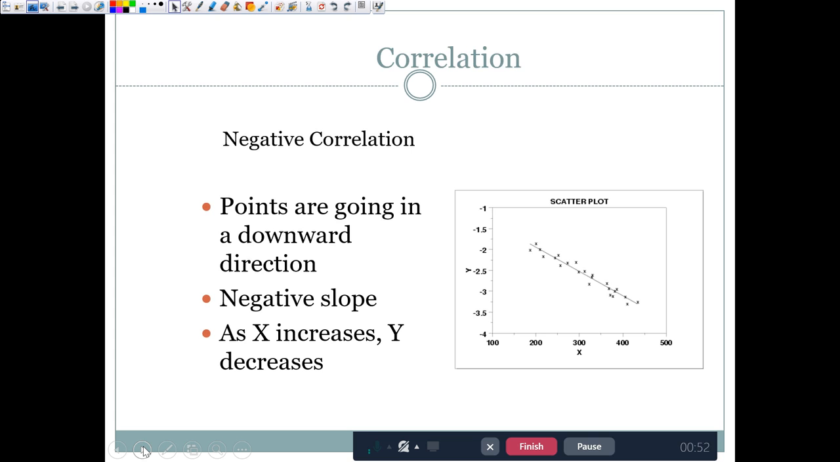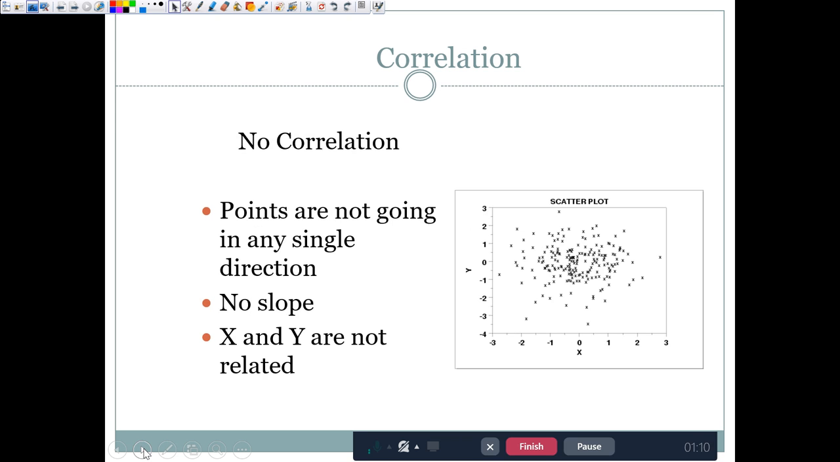A negative correlation is points going in a downward direction. They have a negative slope. As x increases, y decreases, and vice versa. Okay, as x decreases, y increases.